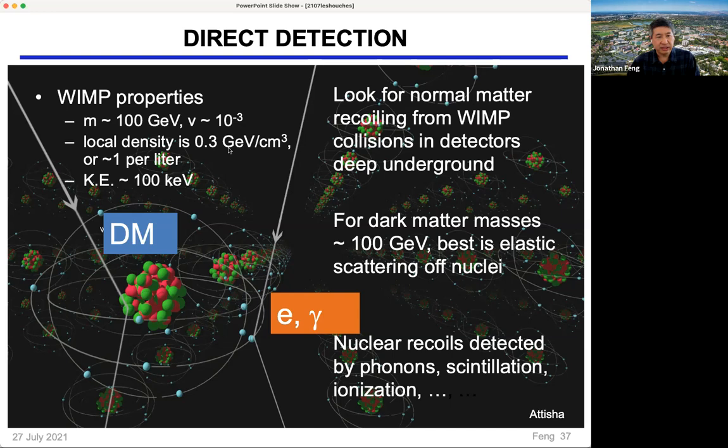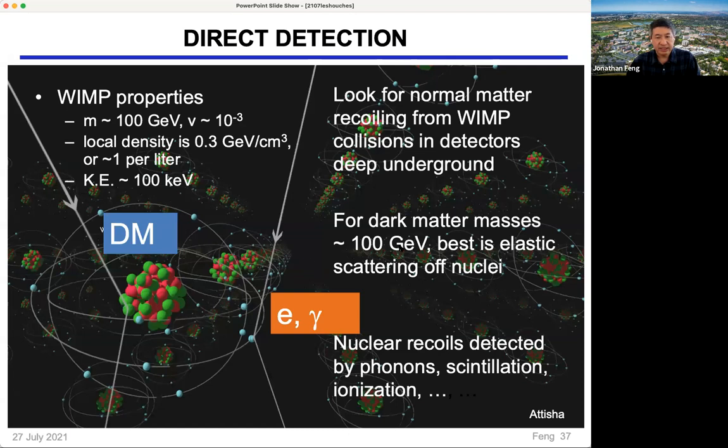The local density is about 0.3 GeV per cubic centimeter, or about 1 per liter. And that's, of course, determined by the mass and the total mass density. The number density is, of course, determined by the mass. And then the kinetic energy is going to be just mv squared. So this is 100 GeV. Now we're down to 100 keV. So that's setting the scale for what you need to do. You need to have some experiment that's able to see extremely small energy deposits at the 100 keV level, and to do it with as much precision as possible, a few events a year, for example.